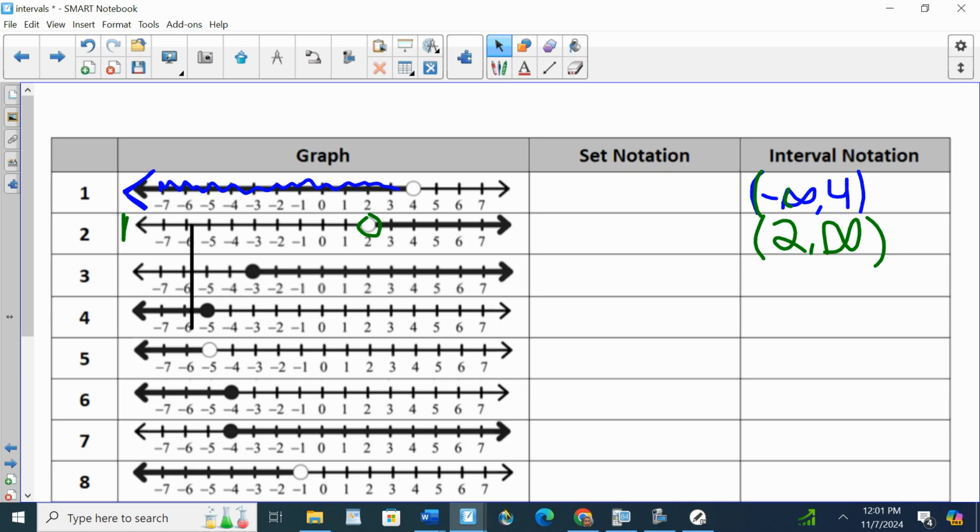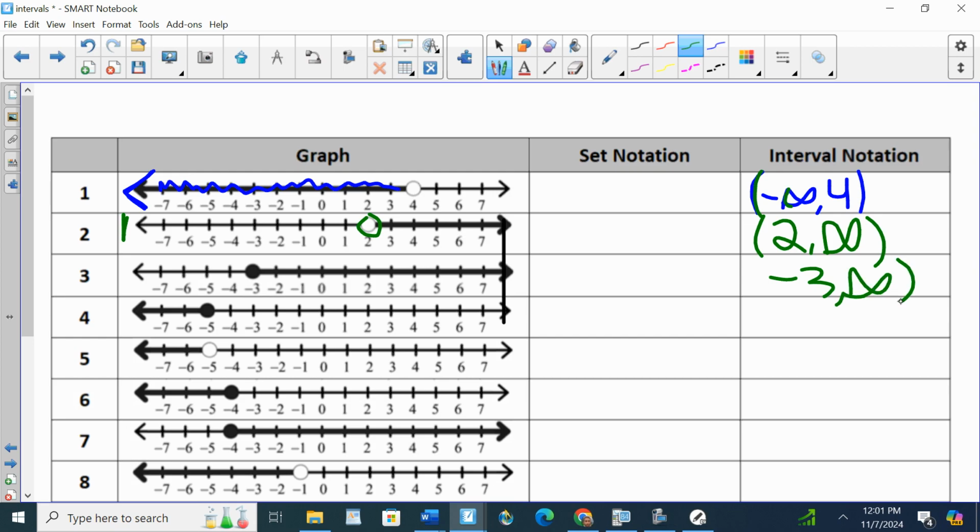The next one, do I have graph all the way here at the left? No. My graph starts at negative 3. So I'm going to write negative 3, comma. I have graph, graph, graph. It goes on forever, infinity. Infinity always gets a parenthesis. And the negative 3, since it's a closed circle, it's included, it gets a bracket.